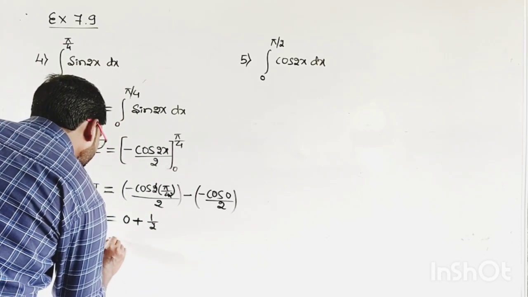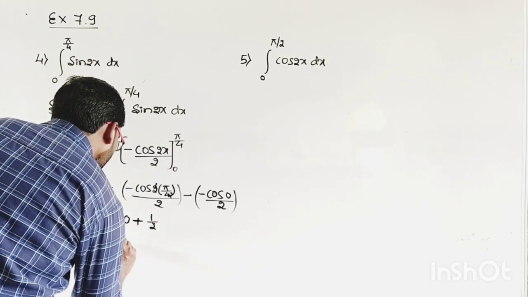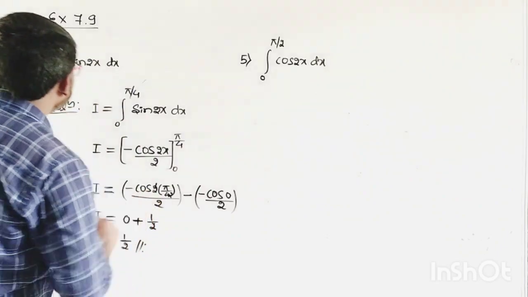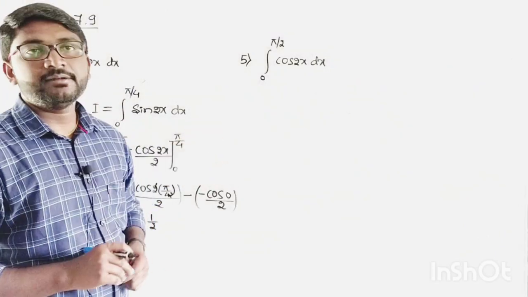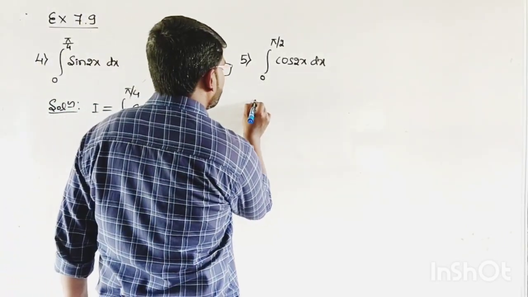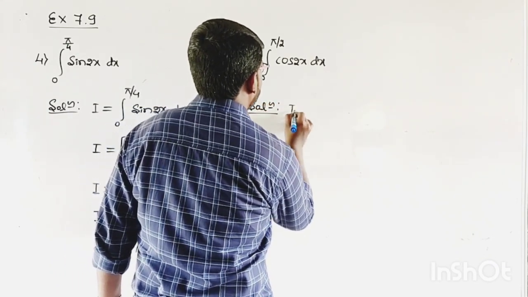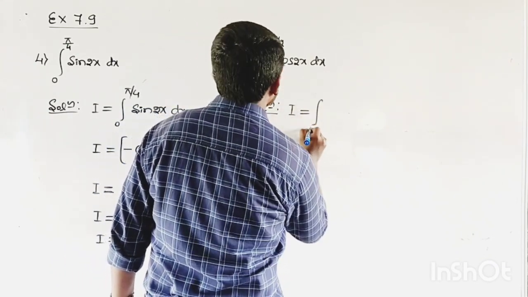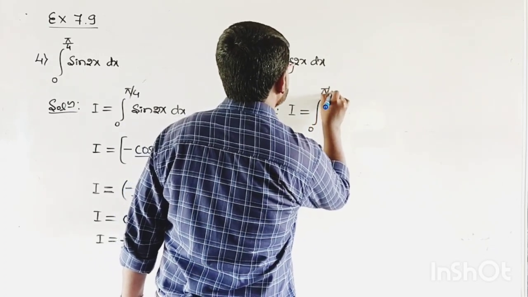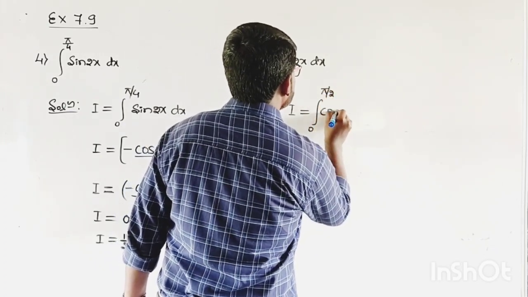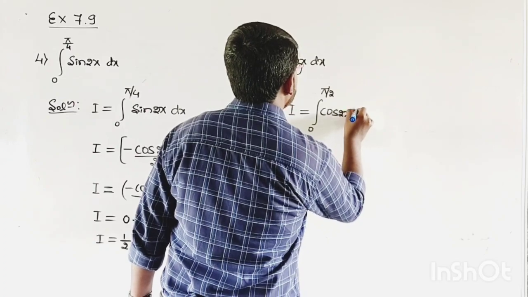So overall the answer is 1 by 2. This is the answer for the fourth problem. Let us solve the fifth question now. So take this as I which is equals to integral 0 to pi by 2, then cos 2x dx.